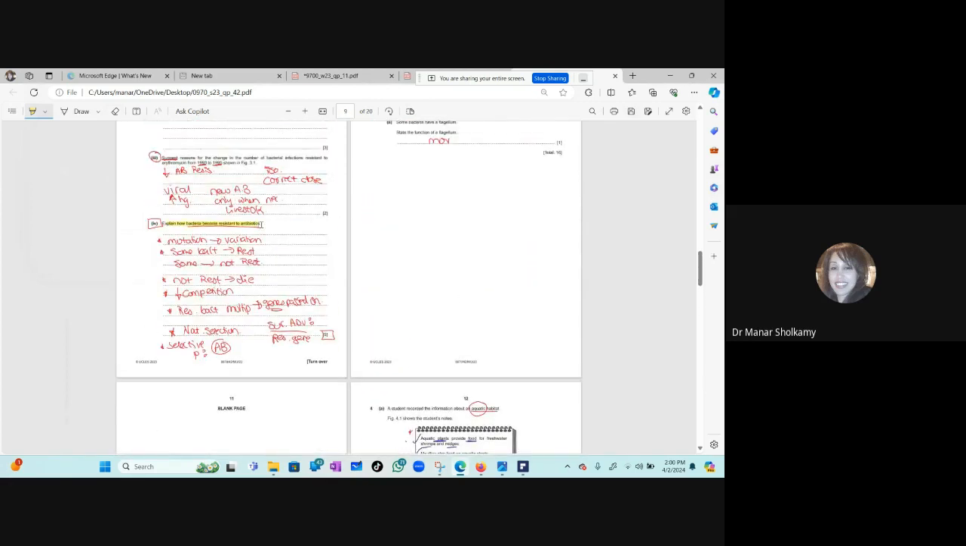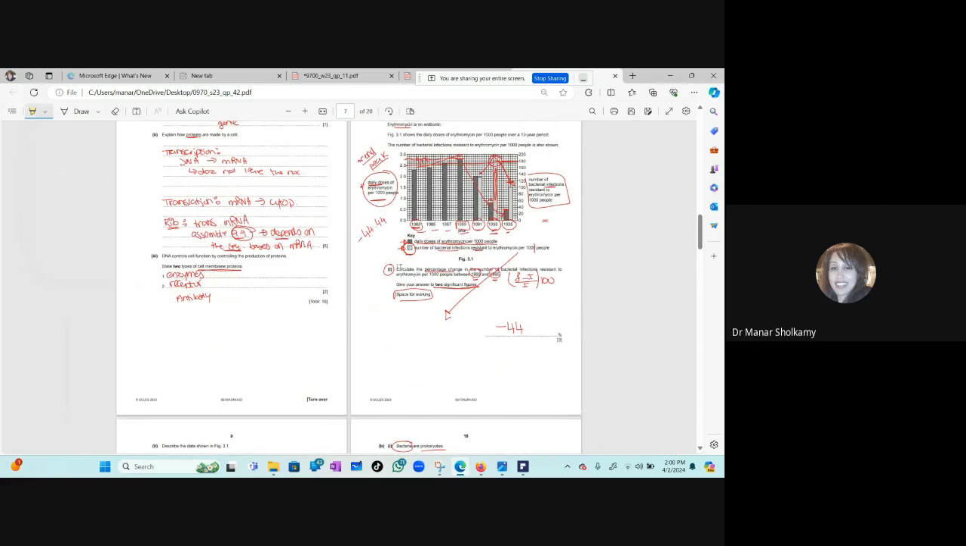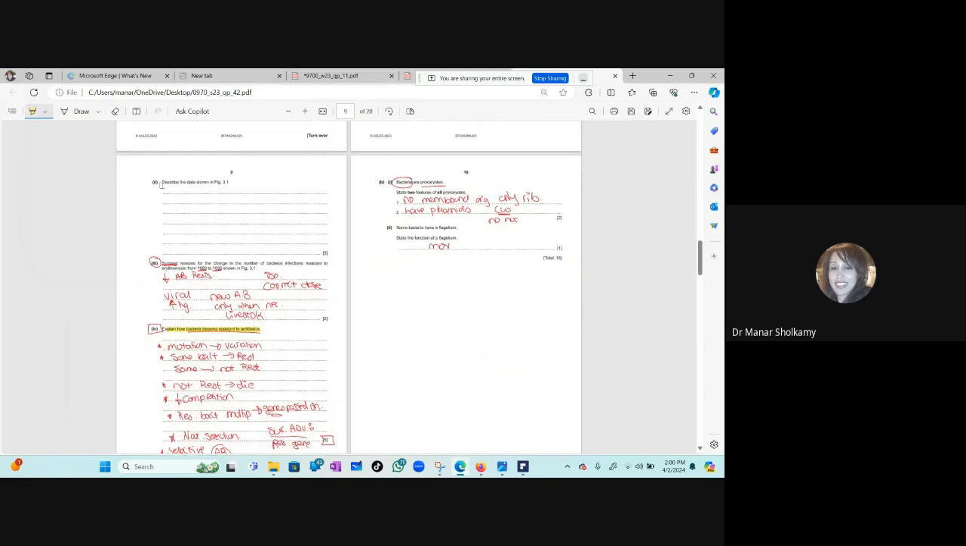How do bacteria become resistant to antibiotics? It's easy, it's direct, but if you did not study it, you will lose all the 5 marks. And there was a question out of 6 marks. The graph was not easy. Always the graph is not easy. So describe the data shown. We will discuss the trend. Let me write it down. The trend of both graphs and the peak and the relationship.